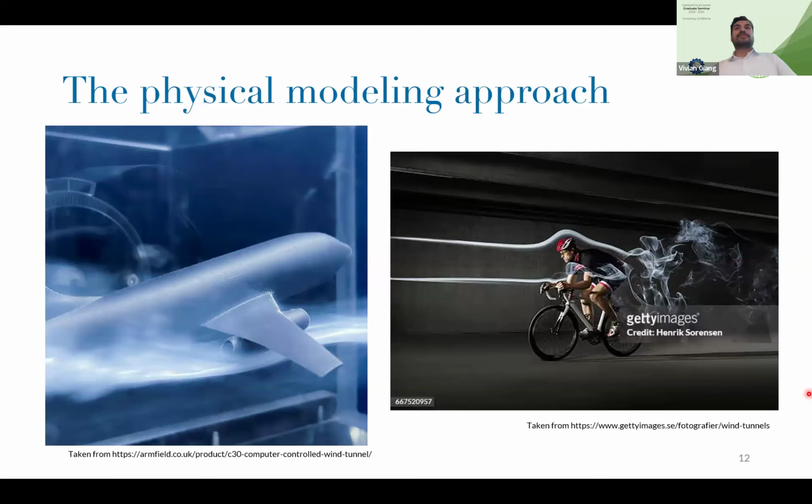This is not just a geotechnical thing. People use physical modeling in a lot of things. I mean, in a lot of areas.